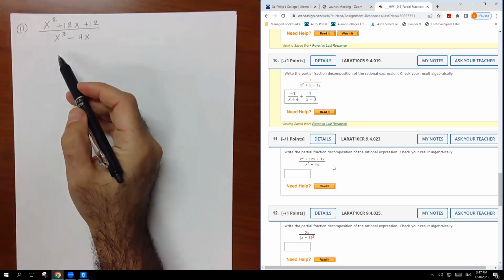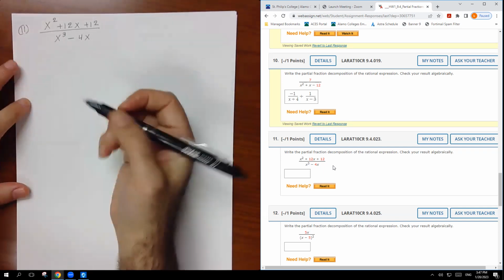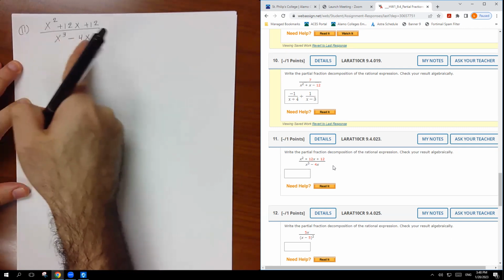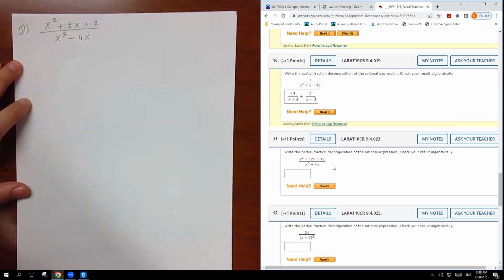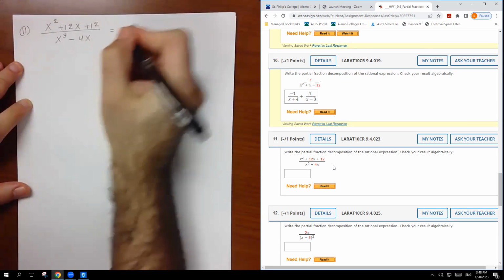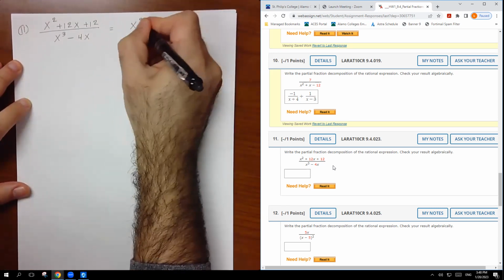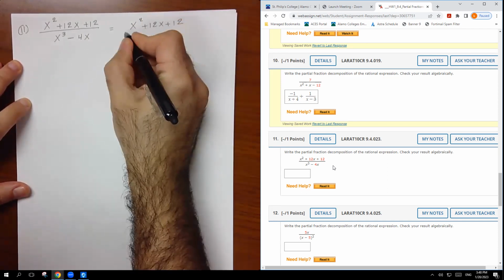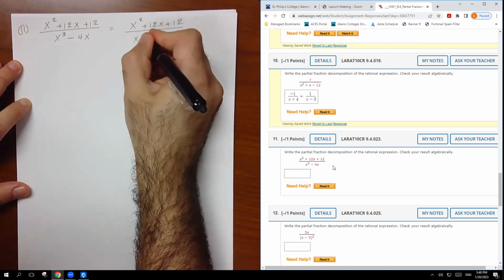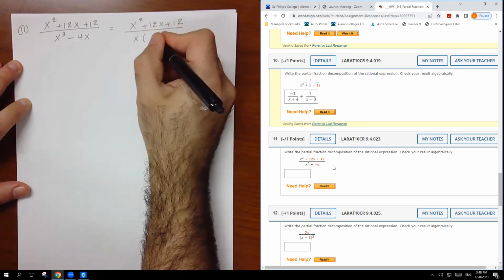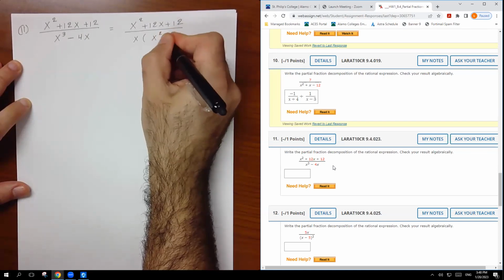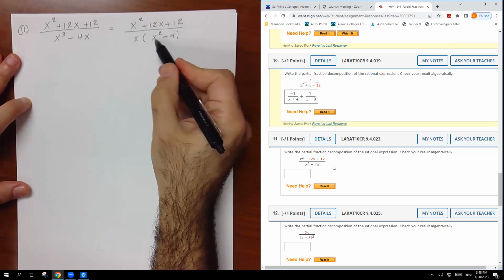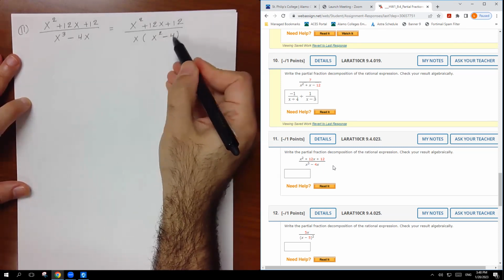We're going to factor the denominator. So the first step, we have to factor the denominator completely. So here, we're going to take the GCF. This one is going to be equal to x squared plus 12x plus 12 divided by x as a common factor, and what's left is x squared minus 4. We didn't finish factoring the denominator because I can factor this one using the difference of two squares.